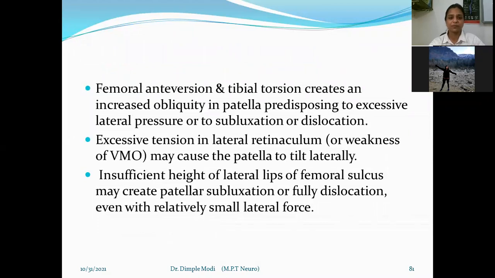or dislocation. Excessive tension in the lateral retinaculum may cause the patella to tilt laterally. And if there is insufficient height of the lateral lip of the femoral sulcus, it may create patellar subluxation or full dislocation, even if there is very little lateral force.